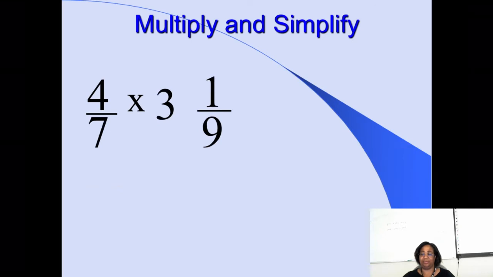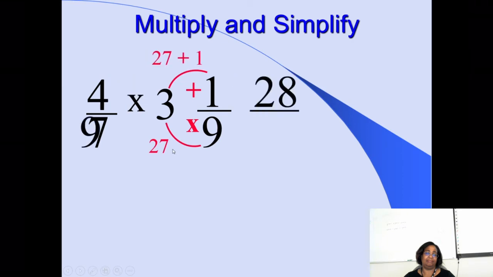All right, try this one. You got a whole number? Wow, cool. What was your improper fraction here? 28 over 9. You didn't get 28 over 9? Hold on. Are you okay?